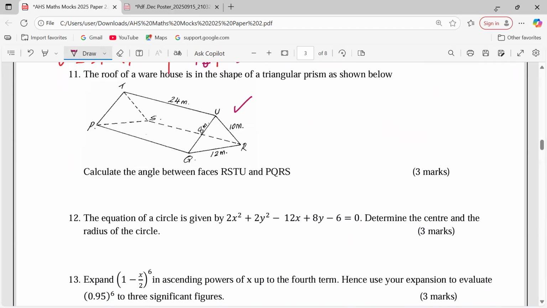RSTU, we can see the slope, the sloping face on the right-hand side, and PQRS is the base. So for you to find angles between two faces that meet at some point, you first identify the vertex through which they meet. So they are meeting at SR. SR is where they meet.